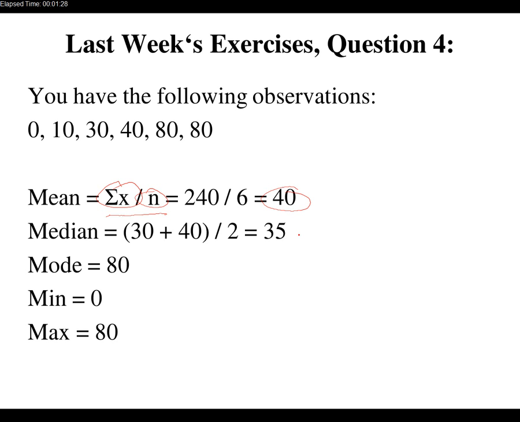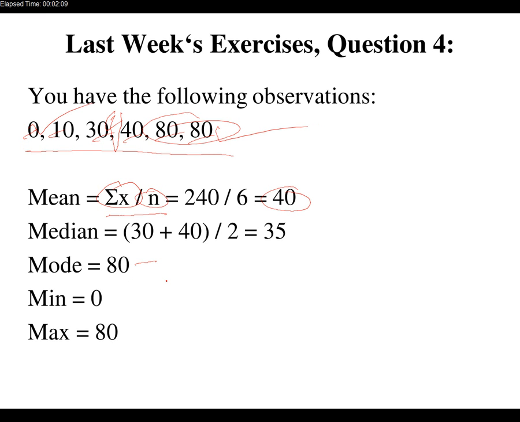And you remember what happens when it's an even number. Go right back up here and count 1, 2, 3, 4, 5, 6. It's an even number, so we could split the middle right down here. If it was an odd number, we'd take the middle one, if you recall. The mode, well, we have 2 80s, so that's going to be the mode. It's just the most prevalent number. The minimum is 0, and the maximum is 80. So that's going to be our range, okay?